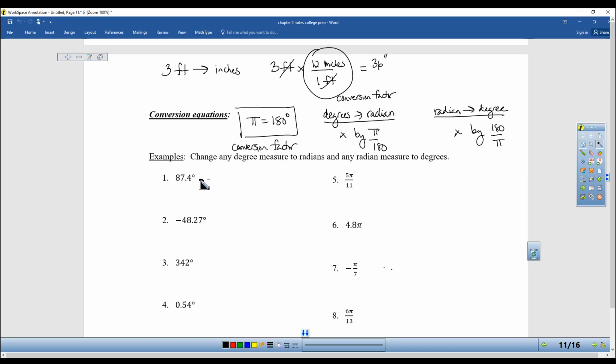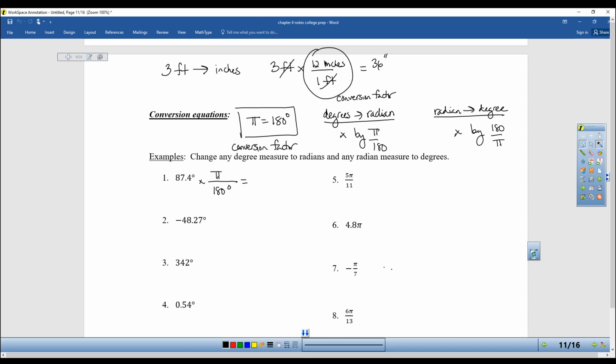So I have degrees, so I need the degrees on the bottom so that they cancel. And I know that there's 180 degrees in pi radians. Notice radians doesn't have a unit, like a little tick or a circle or anything. It has nothing. It's just radians, it just is. So you can go ahead and do that.